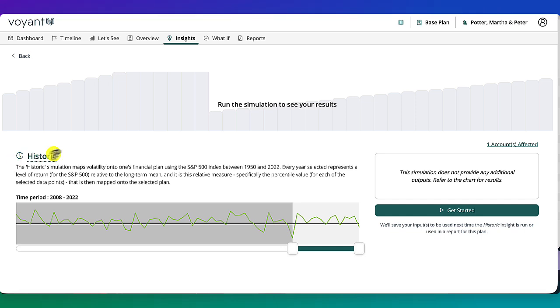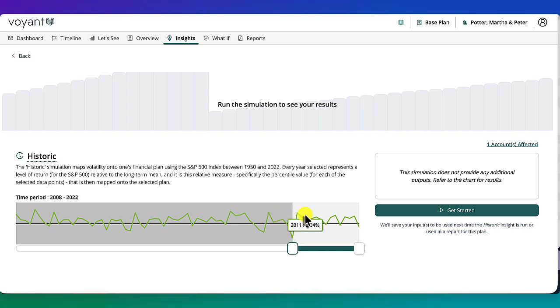So when we open the insight, you'll see the Historic Insight does use the S&P 500 index between 1950 and 2022. Using the slider tool, you can choose a specific historical period if you would like. For this example, we are going to go ahead and do 2008 through the current available period. This will allow us to see Martha and John's plan reacting to market volatility, including the market downturn that occurred in 2008.